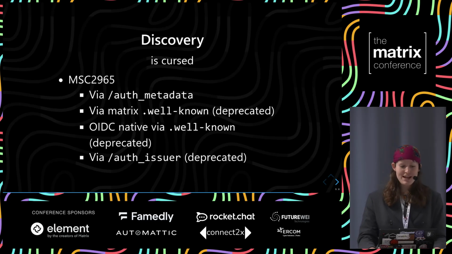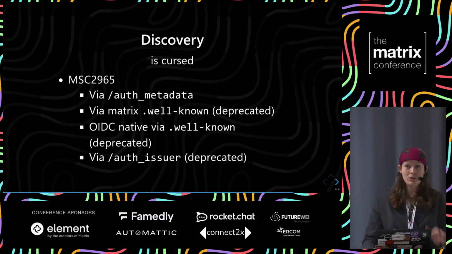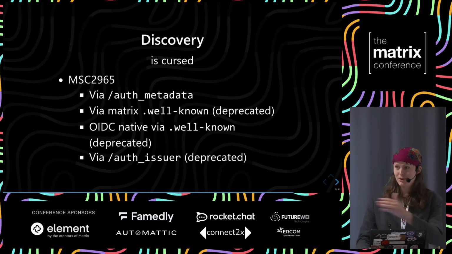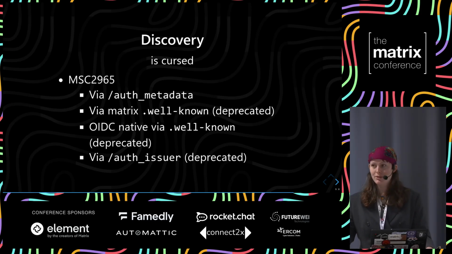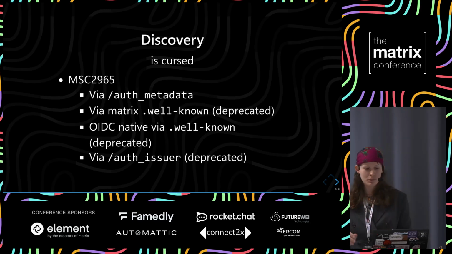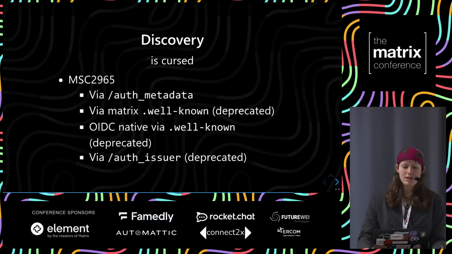Discovery is cursed. MSC 2965, as of the state when I implemented it and when it got reworked and reworked again, and someone smiling in the audience reworked it again and simplified it again, caused four different ways of discovering the IDP in Matrix. We first had the unstable /auth/metadata, or no, that's what we now have. That's what was introduced at the end. We have the discovery via the regular well-known, which contained just information where to find the IDP. That was deprecated.